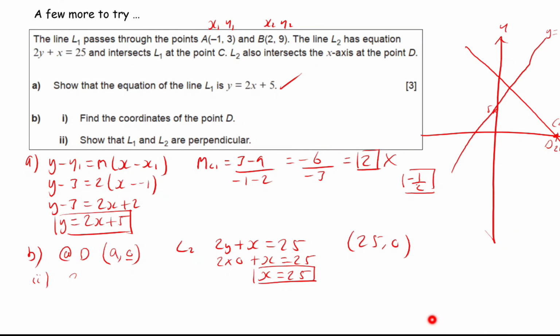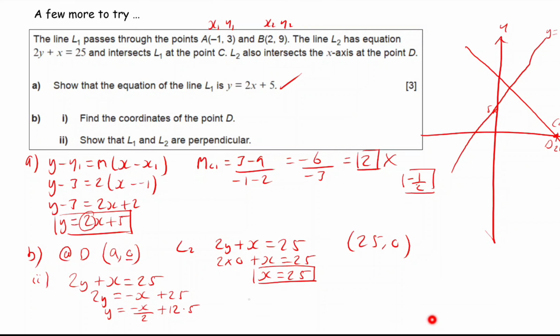The best way to do this is probably to think about the equation 2y plus x equals 25, and maybe to make y the subject. The reason the gradient was 2 here is because y was equal to 2x plus 5. So if we make y the subject of this, we have 2y equals, I bring that x over, minus x plus 25. And if I divide everything by 2, I end up with y equals minus x over 2 plus 12.5.